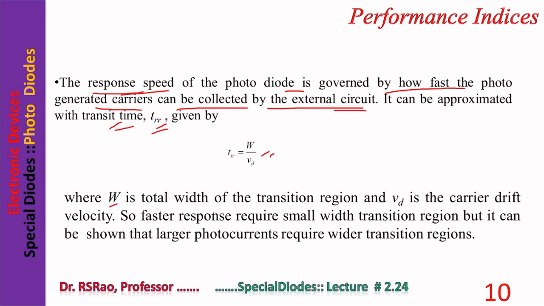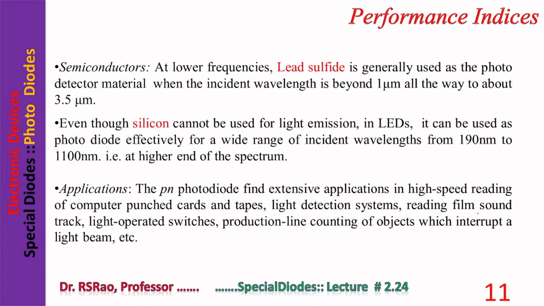Here W is width of transition region, Vd is carrier drift velocity. So faster response requires small width of transition region, but it can be shown that larger photocurrents require wider transition regions. Some more points regarding the diodes, photodiodes.